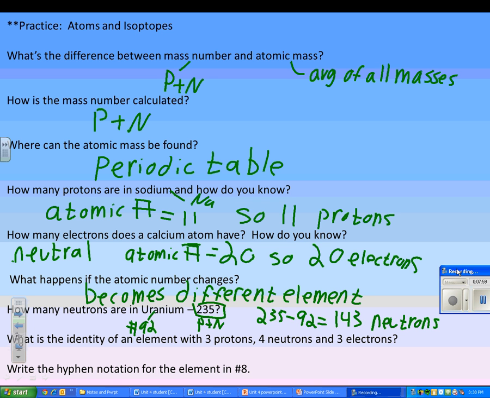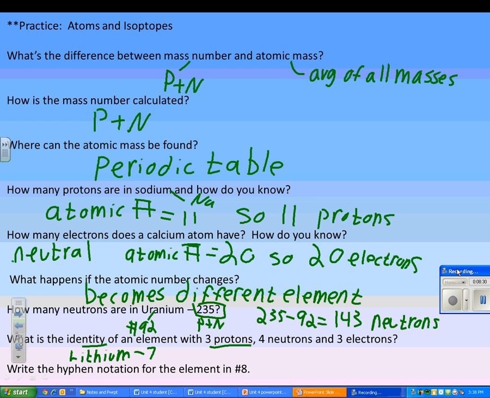All right, what is the identity of an element with 3 protons, 4 neutrons, and 3 electrons? It gives you a lot more information than you need. If we're just looking for the identity, we just look at the protons. There's 3, and the atomic number of 3 is lithium. Now you could go on and get the mass number: 3 protons plus 4 neutrons equals 7. You can make this even more specific and say lithium 7 if you wanted to.